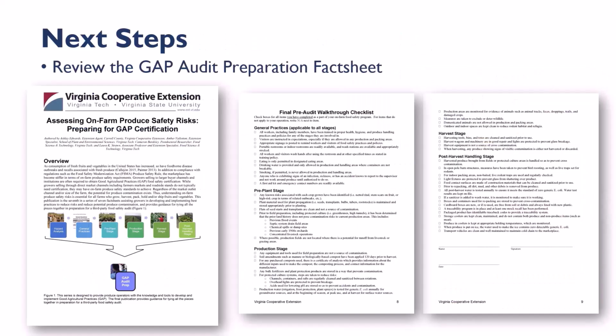You have now completed this module. There are some important steps you should complete before moving on to the next module. You will want to make sure you review the GAP Audit Preparation Fact Sheet found on the course site or on the Virginia Cooperative Extension website. There you will find more in-depth information on the topics we covered in this module, along with supporting resources and documents. Reviewing the fact sheet will also prepare you for the final module in this series, Assessing On-Farm Produce Safety Risk, GAP Manual Preparation.